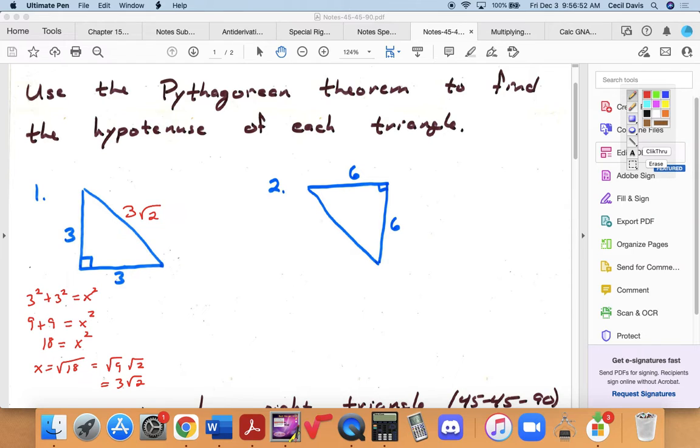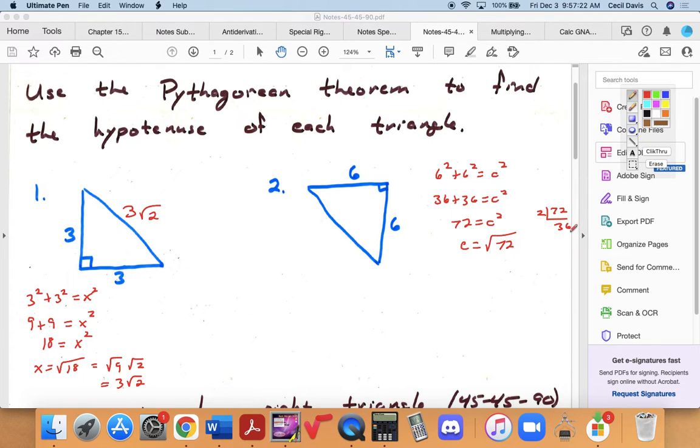Okay. Same thing on the other one. 6 squared plus 6 squared is equal to c squared. So it's 36 plus 36 is c squared. 72 is c squared. So c is the square root of 72. That's probably big enough to where most people will need to do prime factorization to simplify it, I should say.